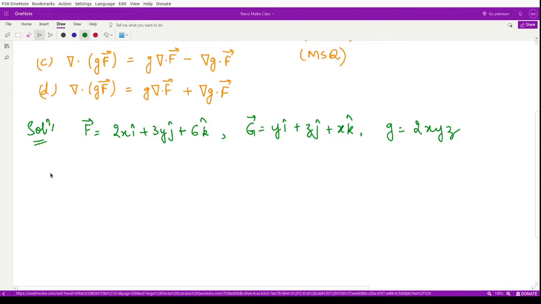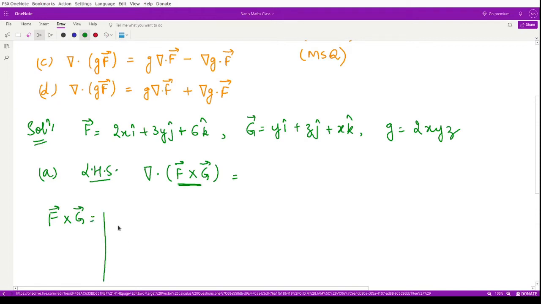So first of all, we are looking at option A and option B. For option A, we are to first calculate the left hand side. So it would be calculating del dot vector f cross vector g. First of all, we are to calculate this cross product, vector f cross vector g. All of you know how to calculate this cross product. So let me write down the components for vector f. They are 2x, 3y and 6. The components for g, they are y, z and x, right?